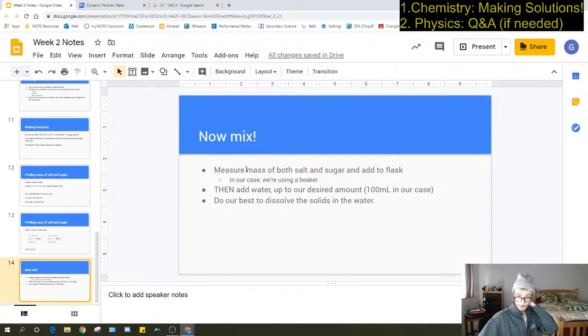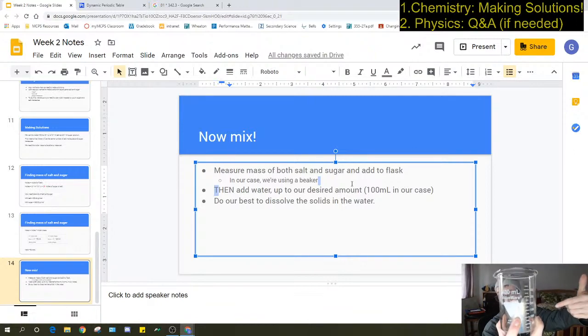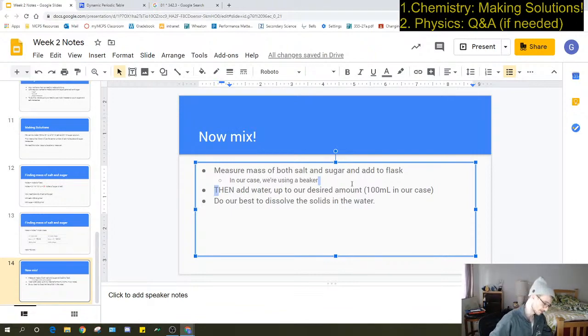So onto the mixing. We're going to measure out both the masses of salt and sugar, and then we're going to add them to our beaker, which we have here still. Then we add the water up to our desired amount. It's actually important you do this in this order, because if you imagine that I filled this beaker up to 100 milliliters, and then I started adding stuff to it, the volume would actually go up a little bit, and then you would end up with the wrong volume. So we always add the solids first, and then add water up to the desired volume. It's a pretty important distinction, but once you get it right, then you'll get it right in the future. Then we're going to do our best to dissolve the solids. I think we'll be fine, because I did not pick very large masses for our calculations today.